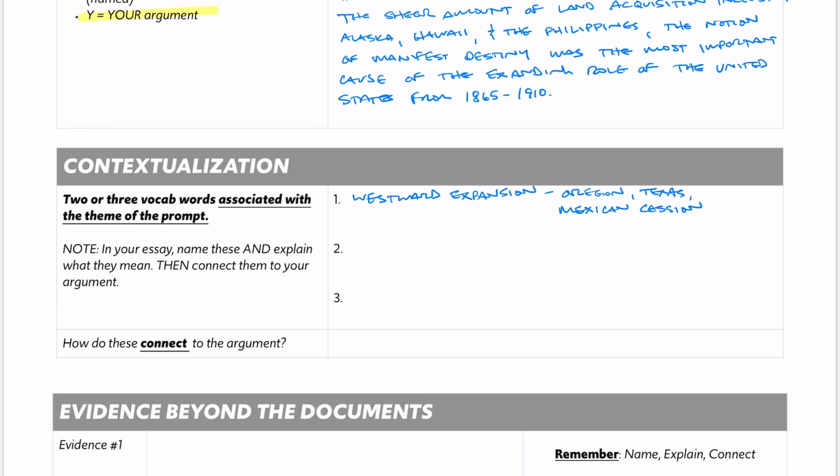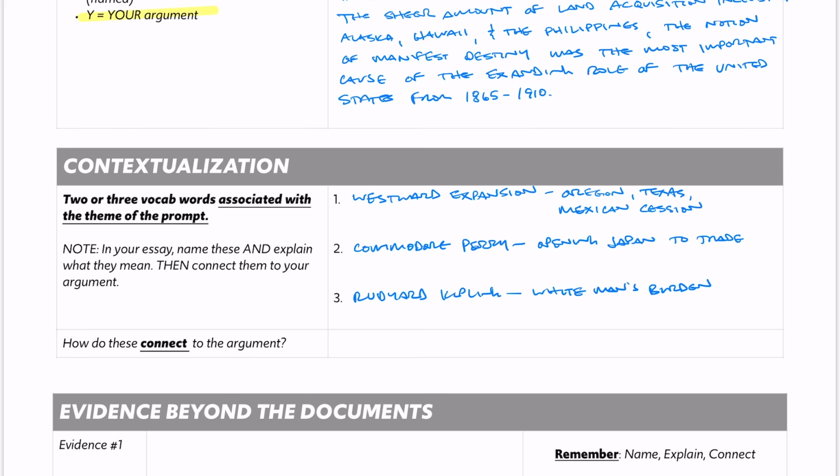Then to contextualize the economics argument, I want to talk about Commodore Matthew Perry and his opening of Japan to trade. And then to contextualize the racial issue, I'm thinking of Rudyard Kipling's White Man's Burden. And of course, Kipling was an Englishman, not an American, but that does put it in the larger context of the worldwide colonial ventures of the time. So the last thing I want to do in this section is make sure to force myself to connect these to my argument. So I'm going to make sure to tie this to land acquisition, trade and economics, and racial dominance.